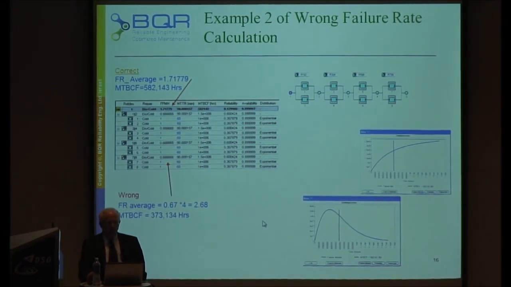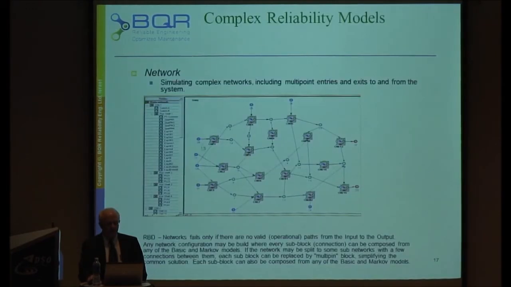So remember, if you have a redundant system, never add the failure rates. You need to use a mathematical model which combines the numbers. And of course, if it's a complex model like that, you cannot just add the numbers. You need a statistical model that will calculate it.